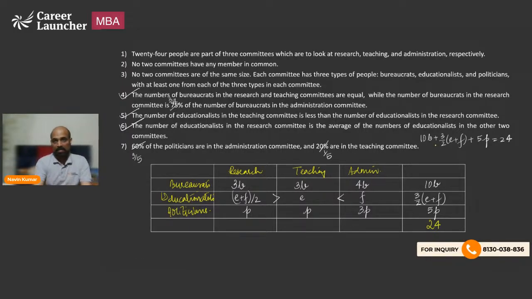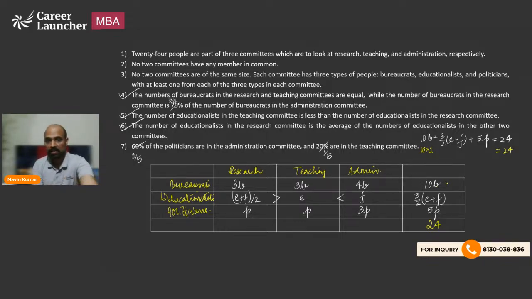Now, can we take B equal to 0? No, because there will be 0 bureaucrats throughout, not allowed. Can we take B equal to 1? Yes. Can we take B equal to 2? Well, if we take B equal to 2, the total number of bureaucrats will be 20 out of 24. That would mean only 4 people are educationalists and politicians in total, which is not possible because the politicians are a multiple of 5. So a minimum of 5 politicians already exist. So we cannot take 2. So that means we can take B as 1 and only 1. So out of 24, we have 10 so far. So the value of B is 1.